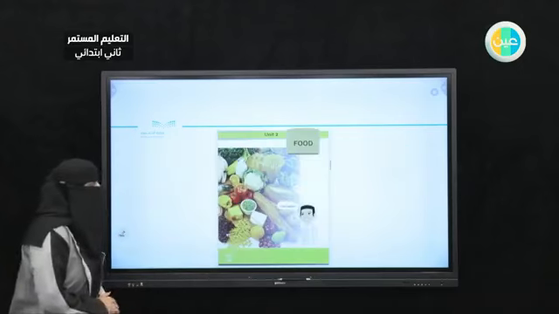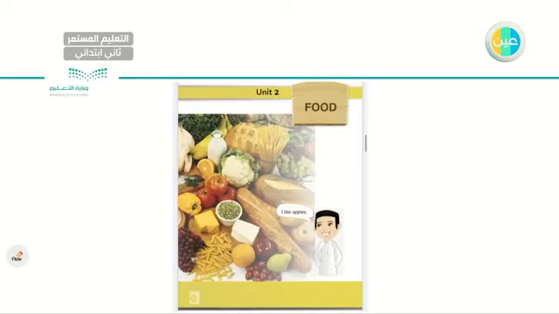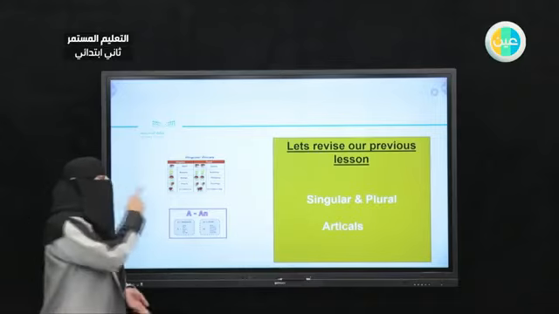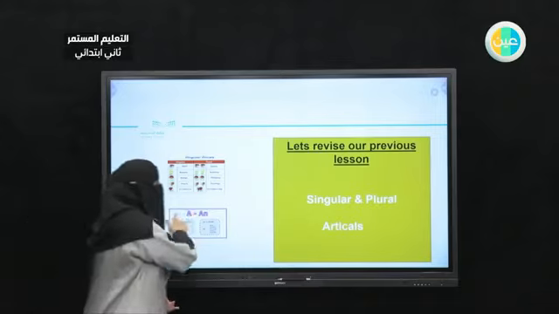So let's start, Bismillah. This is the name of our unit, the first page, food. As I told you before, we talked about singular and plural. What's the difference? Singular is just one, like an apple, a book, a door, a student, a teacher, a car. But plural, I have more than one: apples, teachers, cars, doors, and so on. Also, we talked about articles a and an, and when to use them. We will have an exercise in a minute.